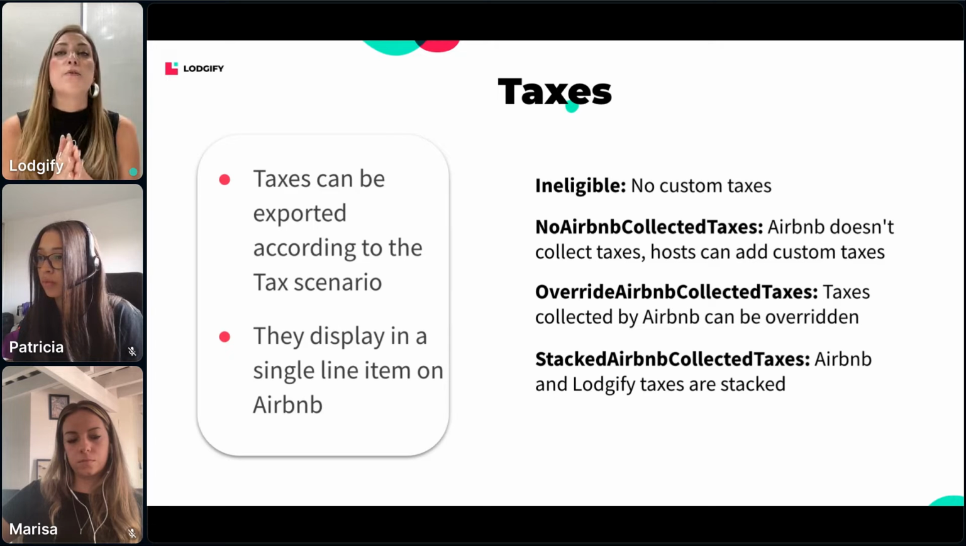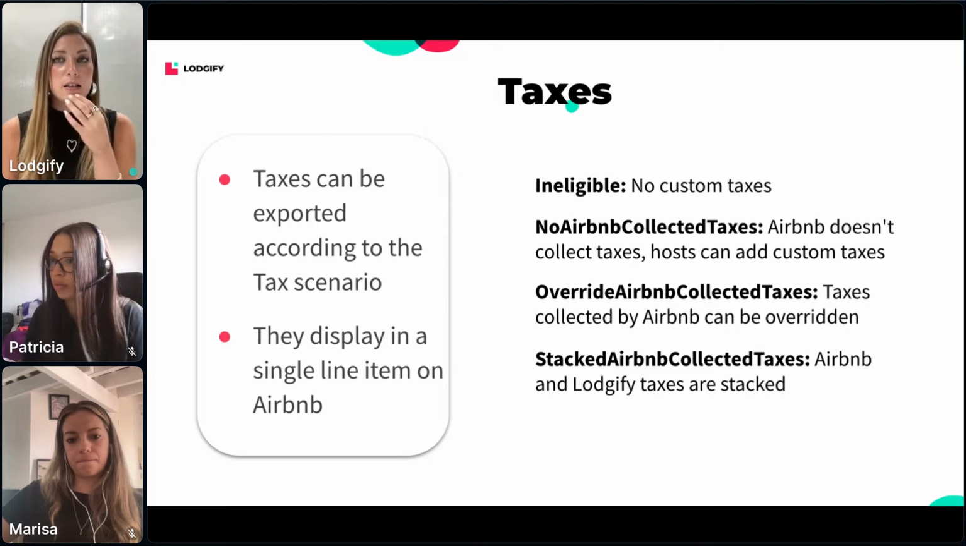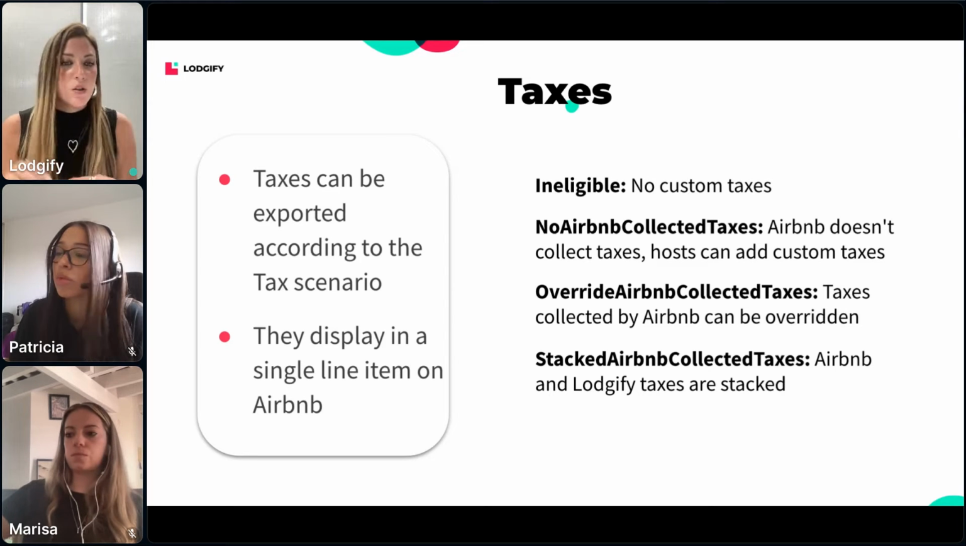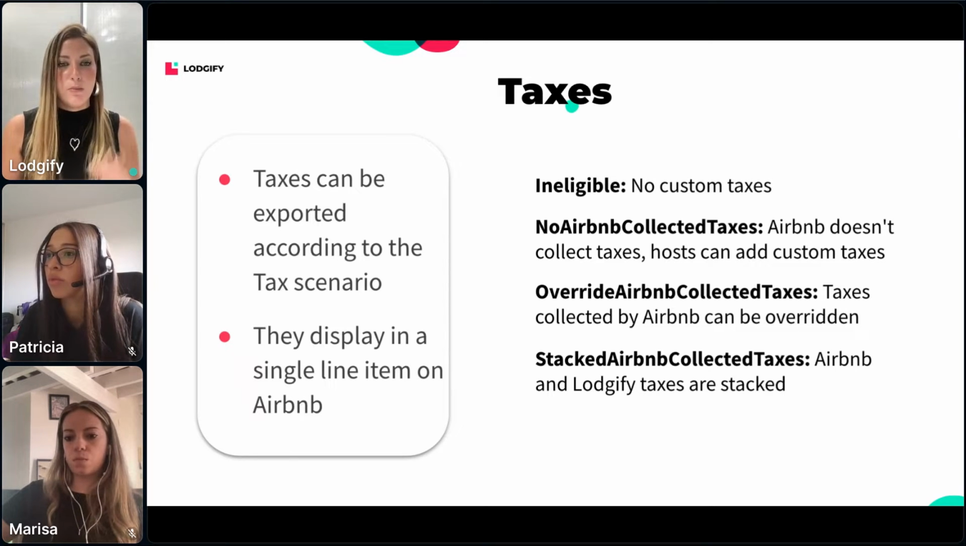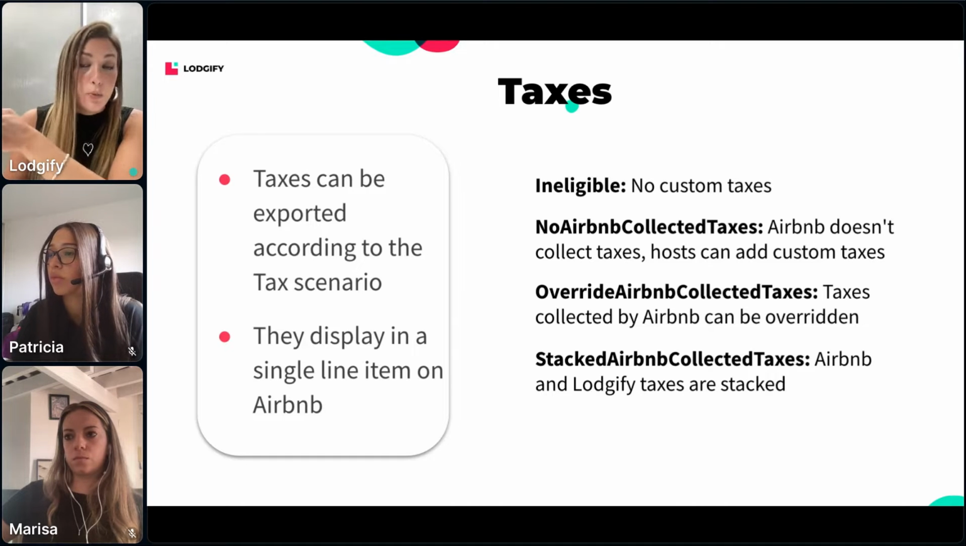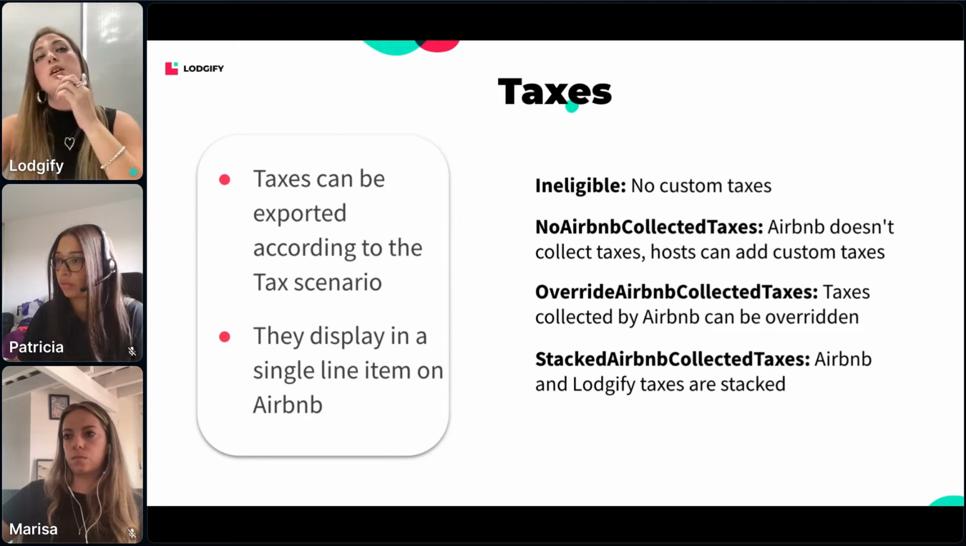Okay. And the fourth and last tax scenario will be stacked Airbnb collected taxes, which means Airbnb is collecting certain taxes on your behalf. If you configure the same tax in Lodgify, the two will be added one on top of the other. So if you have the occupancy tax in Airbnb and you create one in Lodgify, the sum of the two will be the occupancy tax charged on your bookings on Airbnb.